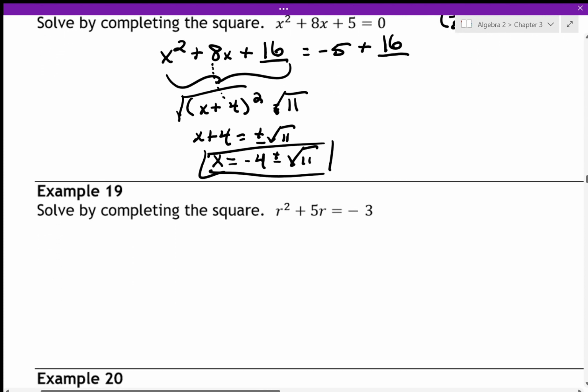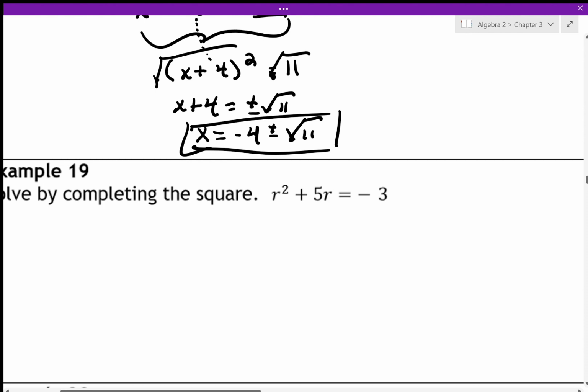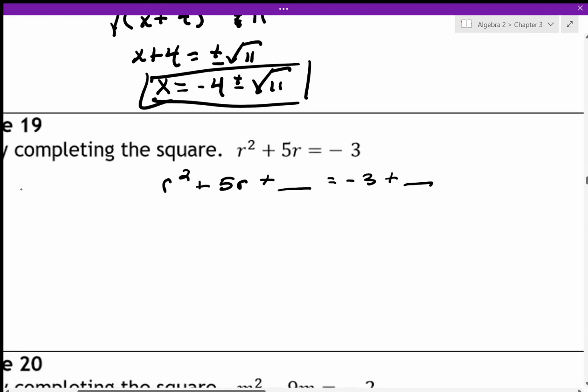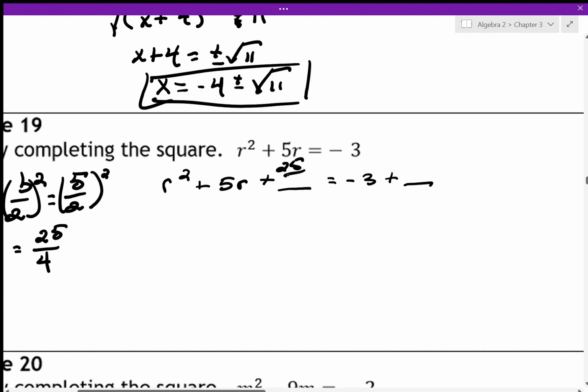Number 19. They've got the 3 already moved over for us, so we're ready to put in our blanks. r squared plus 5r plus blank is negative 3 plus blank. And then in my blanks, I put b over 2 squared. My b value is 5. Now we might be seeing the kind of crappy part of this problem is that we have a fraction here that won't reduce, right? 5 halves. We don't want to make it a 2.5 because we don't want to deal with decimals. But because it won't reduce, I'm going to leave it as a fraction, and we're going to have 25 over 4, right? I squared the top and the bottom. So my blanks both get 25 over 4.